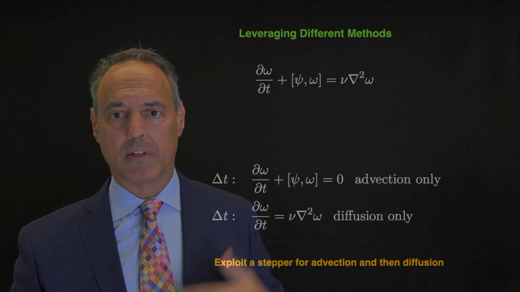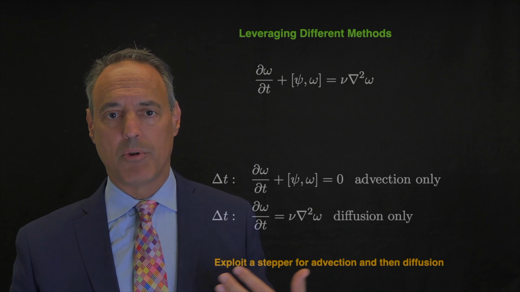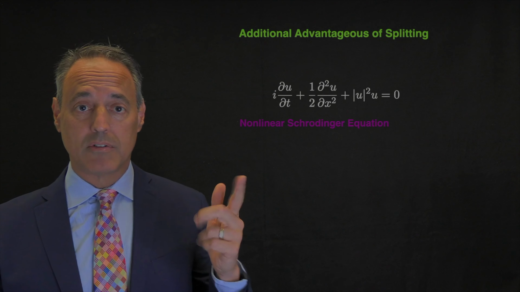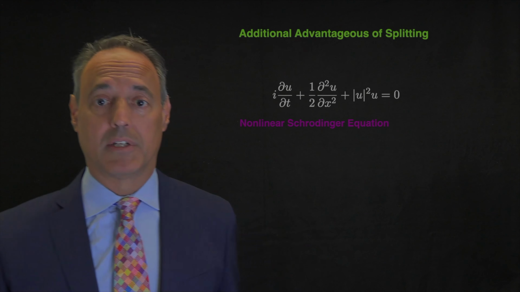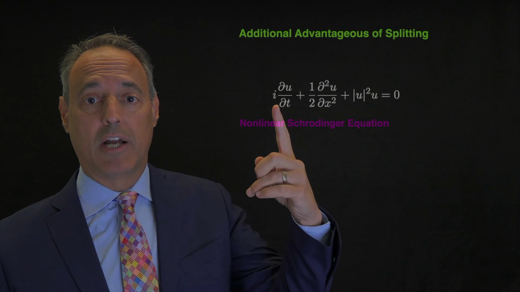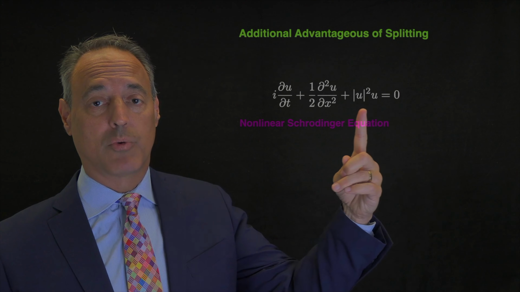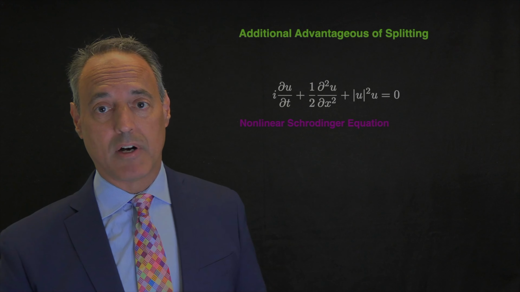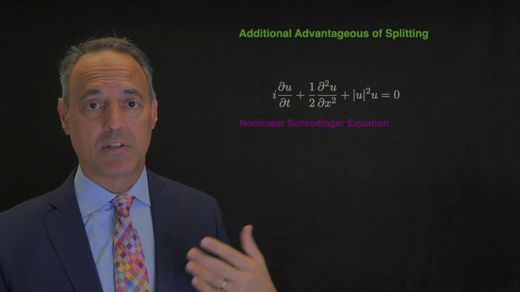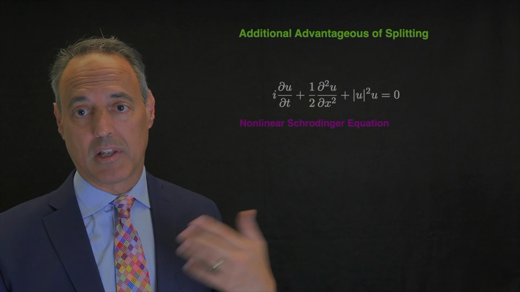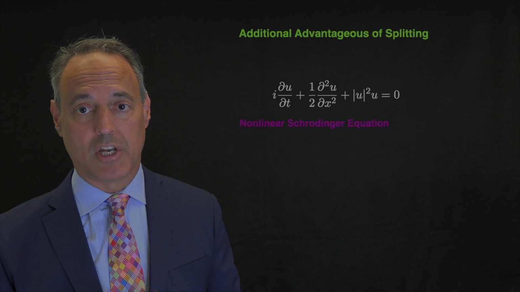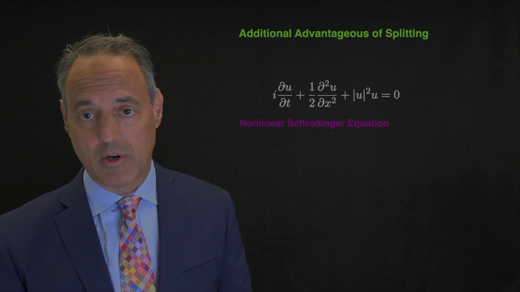That's what we're doing. Take advantage of the best algorithm you have for each physics. So there are other advantages, however, to this operator splitting technique. This is the nonlinear Schrodinger equation. So it's i u_t + u_xx + |u|^2 u. This comes out of optical fiber propagation, where the intensity of the light field is so intense that it induces a nonlinear refractive index change. And this is where this equation comes from.